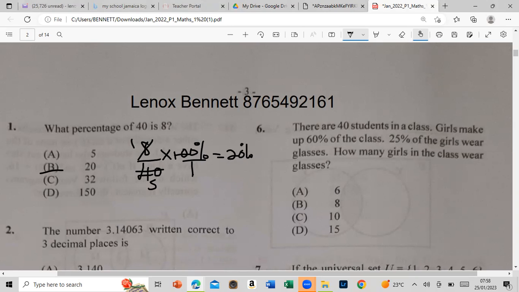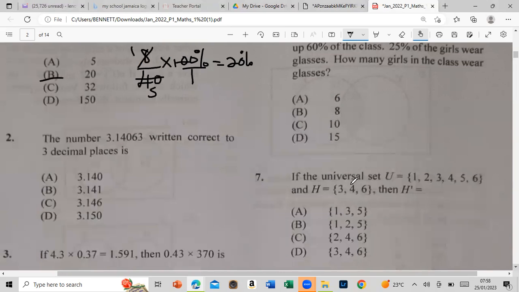Let's move on to number 2. Okay, again, guys, you're encouraged to try. Alright, the number 3.14063 written correct to 3 decimal places is. Let me just write the number.